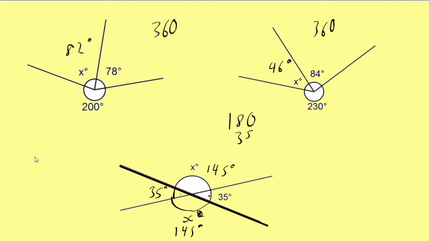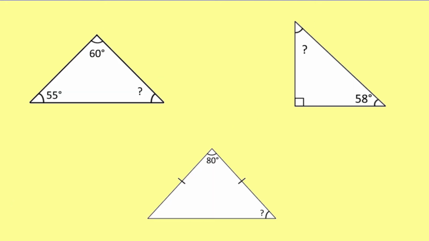Okay, so that's angles around a point and angles on a straight line. Next, we're going to look at angles in a triangle. Angles in a triangle, and we might start seeing a pattern here. Angles in a triangle, the internal angles, so this one, and this one, the interior angles, all add up to 180. Okay, so there's some key numbers that keep cropping up.